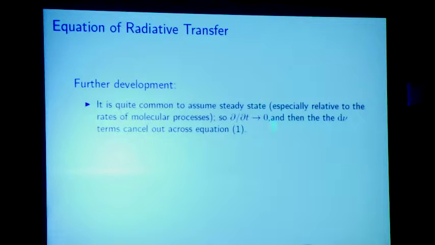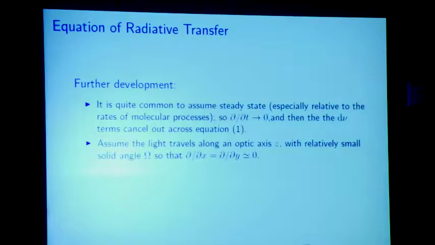So we can assume that the rate of change with time goes to 0. And then it turns out that the d nu terms cancel out of that equation. Let's also assume that light is traveling along some optic axis. That's easy to do with a laser beam, right? The center of the laser beam defines an optic axis. It has a relatively small solid angle, so you can say that the rate of change with off-axis terms is fairly low. And recall that we said j sub nu is equal to c, the speed at which this is moving, times the volume of energy that's in the thing that's moving, divided by the solid angle.